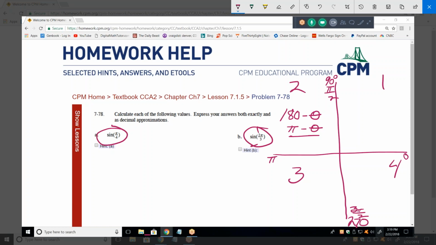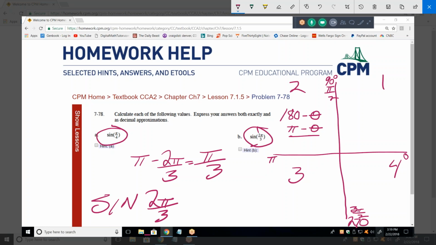So the angle that we really want to figure out is not 2 pi over 3, but pi minus 2 pi over 3. Well, what's pi minus 2 pi over 3 equal to? Would that just be pi over 3? Uh-huh. So here's what I do. I say the sine of 2 pi over 3 is going to be the same numerical value as the sine of (pi over 3). I put it in parentheses because it's not the same as pi over 3. It's just the same absolute value.